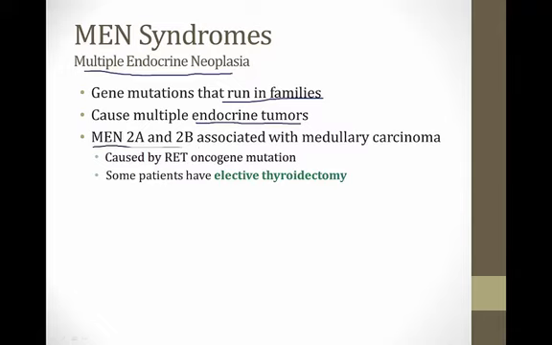These two MEN syndromes are caused by RET oncogene mutations, and some patients who have the RET oncogene mutation of one of these MEN syndromes undergo elective thyroidectomy. Even though they don't have cancer yet, they will electively have their thyroid removed so that they aren't at risk of development of cancer. They can then take thyroid supplementation for the rest of their lives to maintain a euthyroid status.